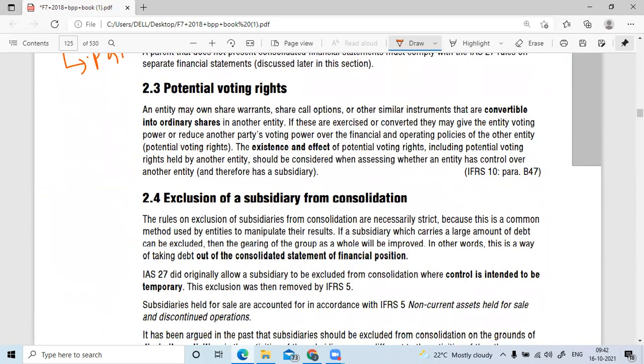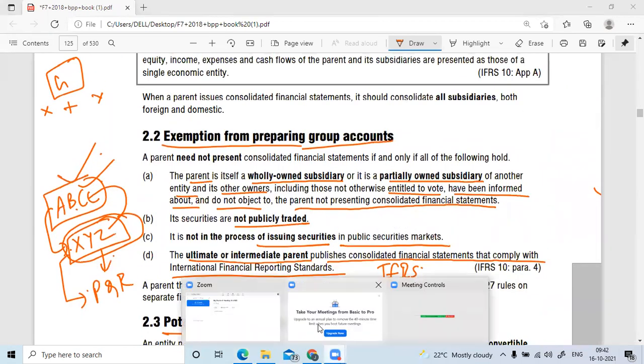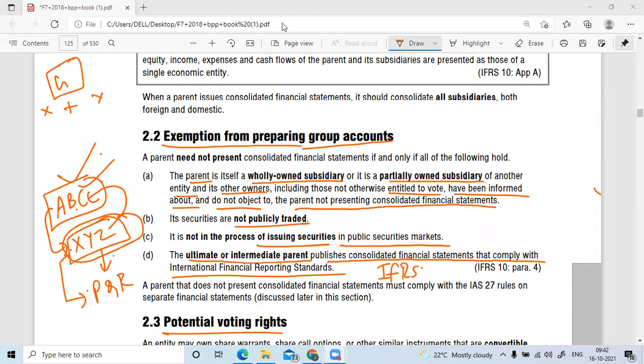Potential voting rights, we already discussed. What is the difference between voting rights and potential voting rights? Anyone? Any one of you? I think all of you are sleeping. Meghna, please tell me what is the difference between voting rights and potential voting rights?